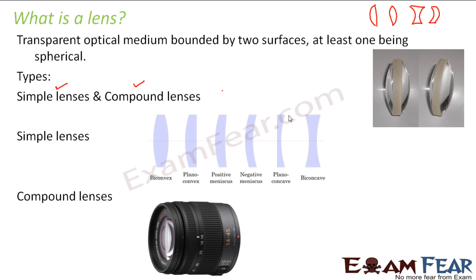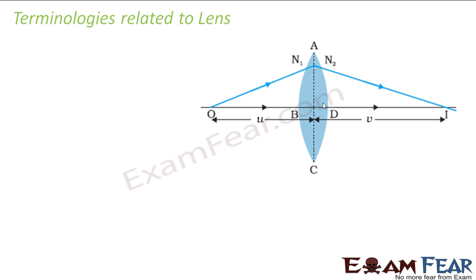Now in this lesson we will focus on biconvex and biconcave lenses. We will not talk about other types of lenses. You'll learn about those other kinds of lenses in more detail in your class 12th. So let us try to understand the terminologies related to lenses like how we did for spherical mirrors. Since you now have an idea of the spherical mirror, it will be easier for you to understand the concept in case of lens.